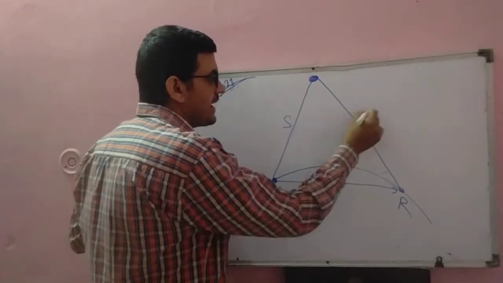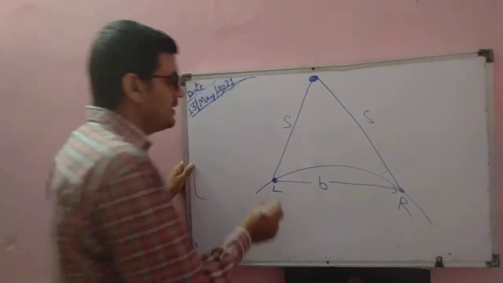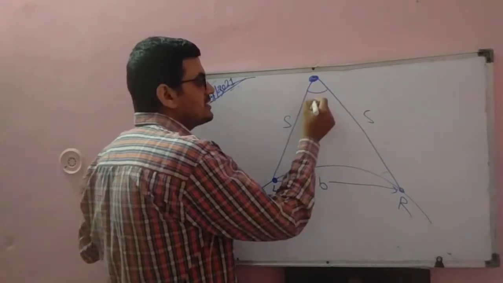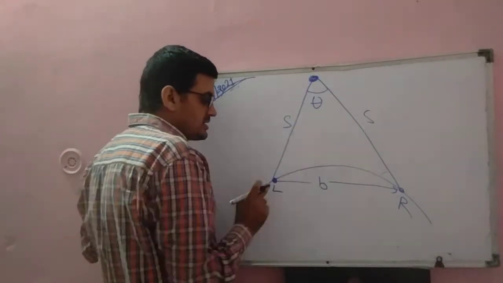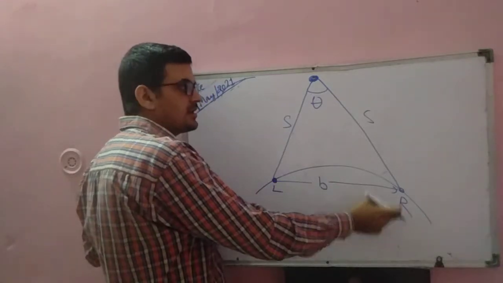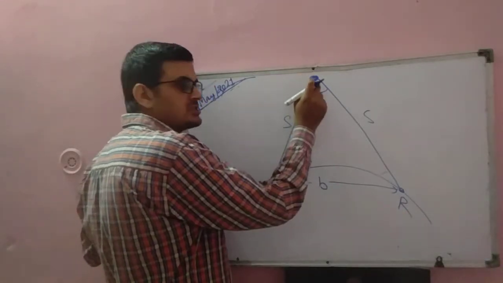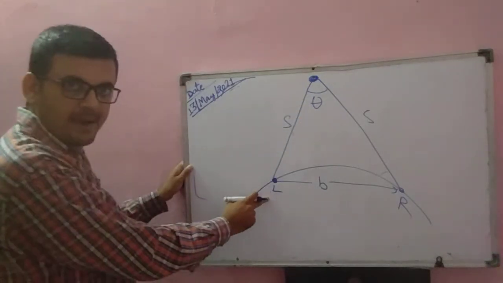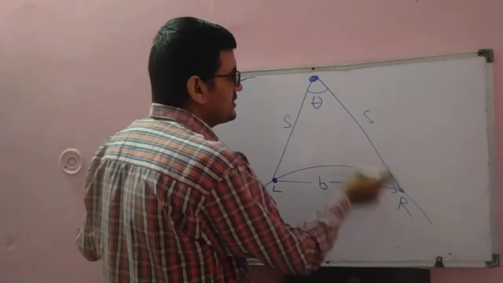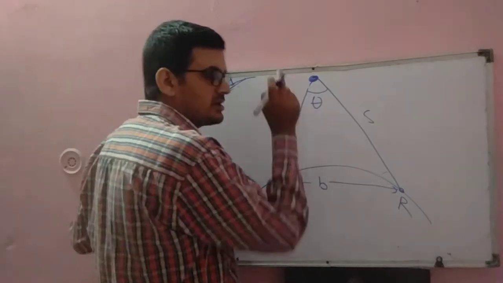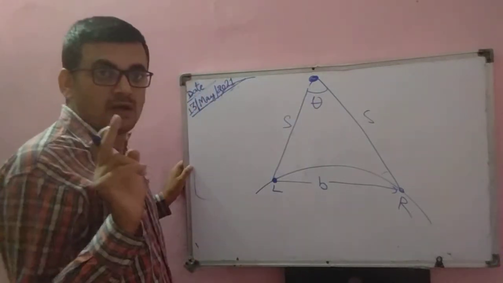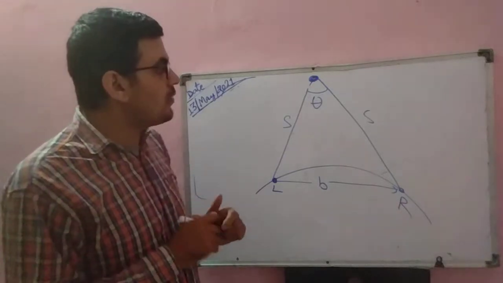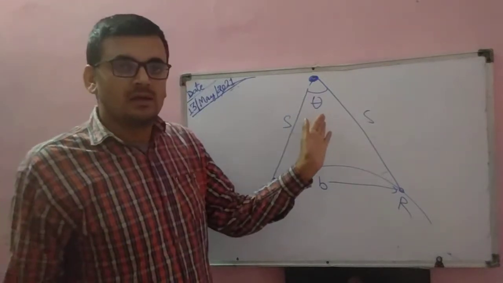Let this distance be S, and the angle made by this left and right observation with the star is theta. What is this theta? Theta is the angle made by the left point of observation and right point of observation with the star. This is theta. Student, I asked you, there is one problem. What is that problem? Student, how will we measure this angle?